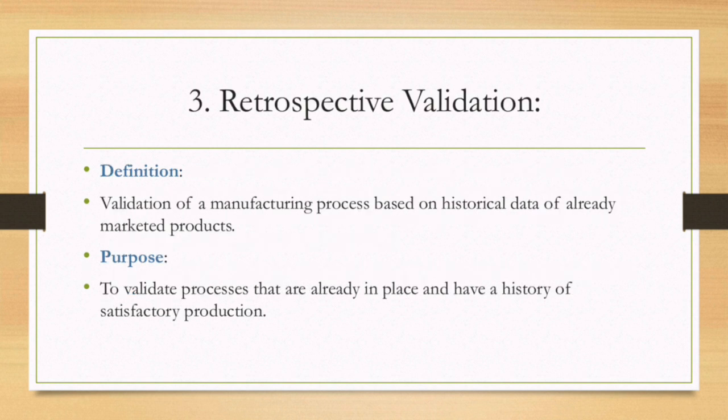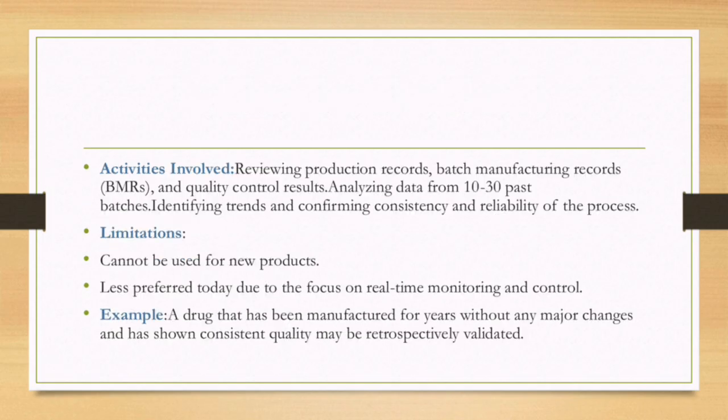Retrospective validation. Definition: validation of manufacturing process based on historical data of an already marketed product. Purpose: to validate processes that are already in place and have a history of satisfactory production. Activities involved: reviewing the production record, batch manufacturing record, quality control result, analyzing data from 10 to 30 past batches, identifying trends, and confirming consistency and reliability of the process.